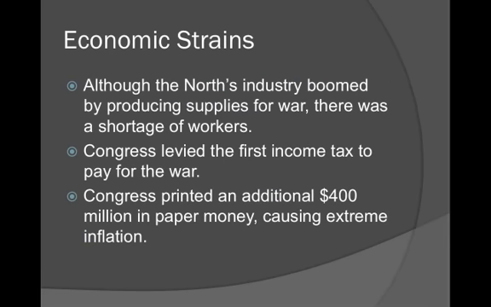Although the North's industry was doing very well by producing supplies for the war, which we saw in the video, there was a shortage of workers due to people joining the military. Because of the economic strain that the shortage of workers put on the nation, Congress levied the first income tax to pay for war. An income tax is the tax they take out of your paycheck.